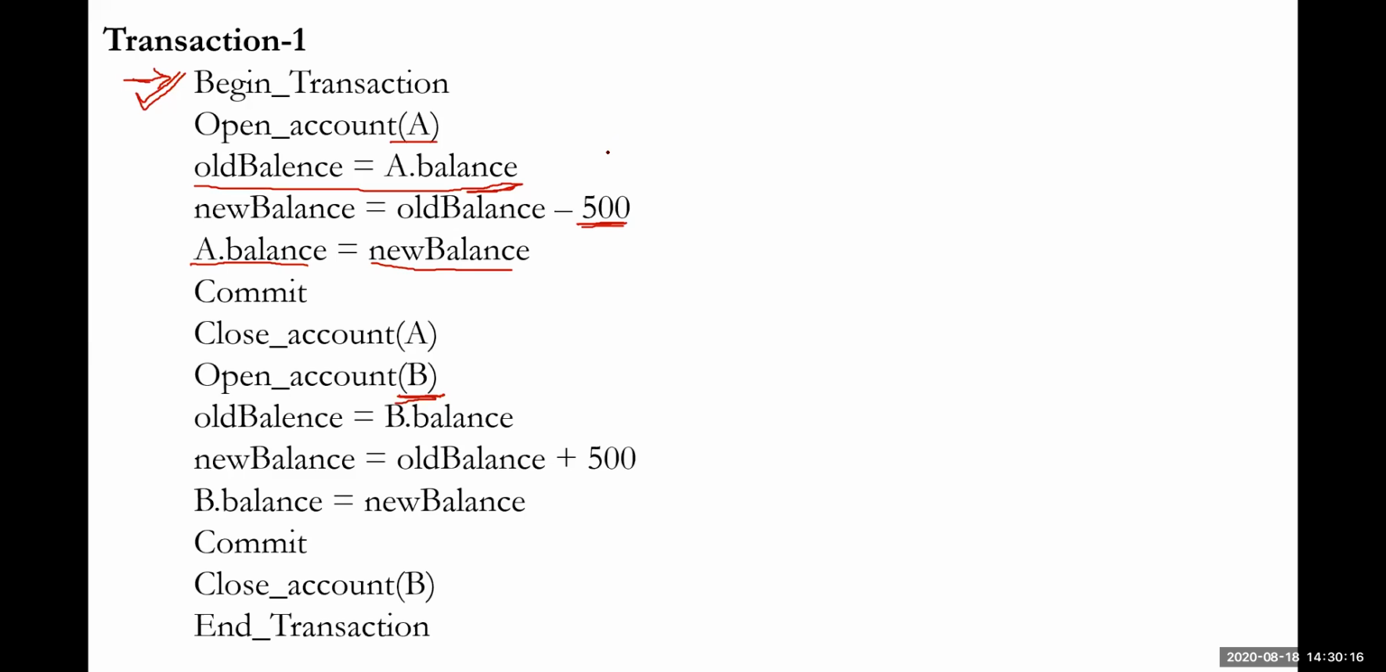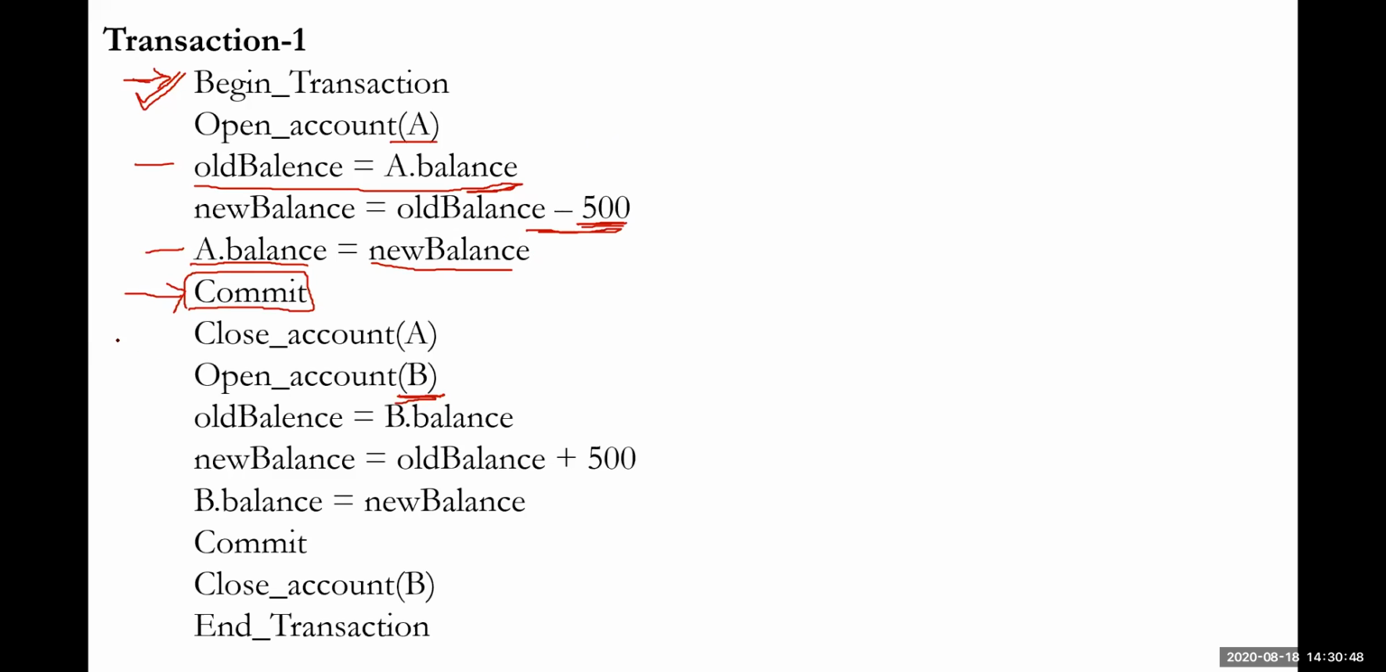So A.balance into old balance where account number equals A. Okay, A's account number, something like that. So this is selection and this is updation. After the updation happens, you have to say that yes, the operation will be permanent. The balance has been deducted and loaded into account A. So the balance after 500 has been deducted here.